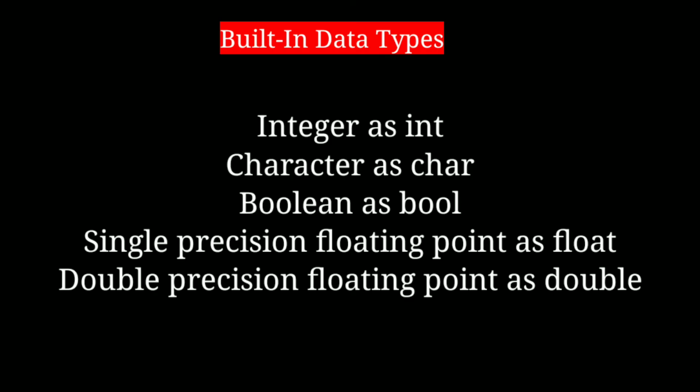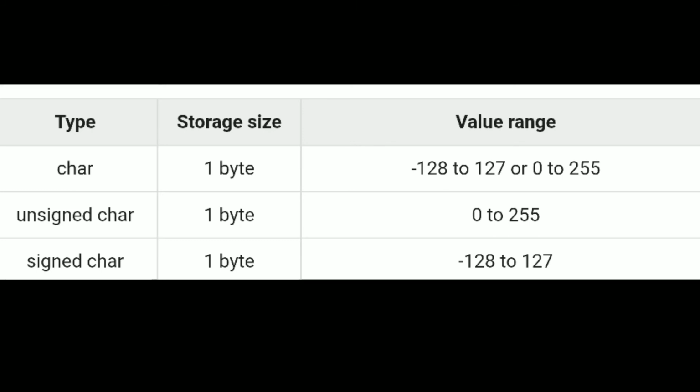So in C++, we represent integer as int, character as char, boolean as bool, single precision floating point as float, and double precision floating point as double. Next comes the character data type. It is classified into three types: character, unsigned character, and signed character. Now what is this unsigned and signed? They are basically modifiers in C++. Unsigned means all the positive characters and signed means it can contain both positive characters as well as negative characters.